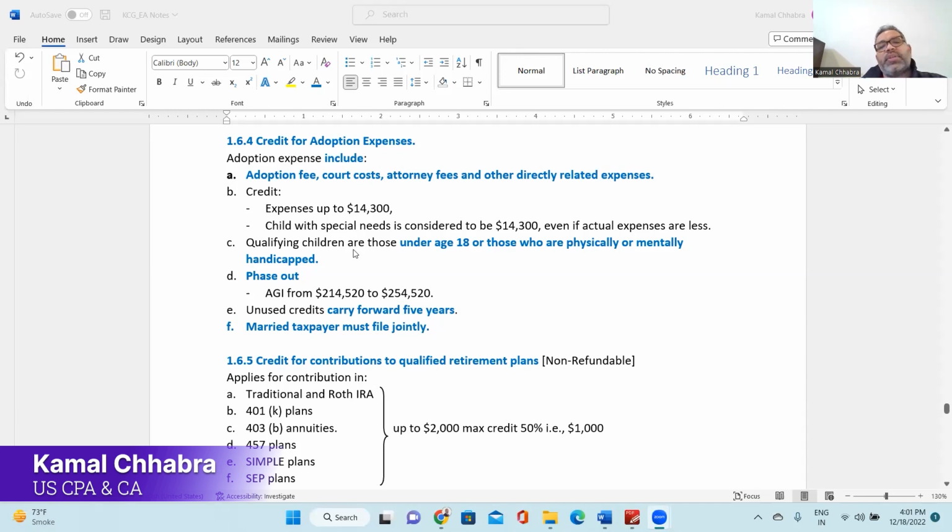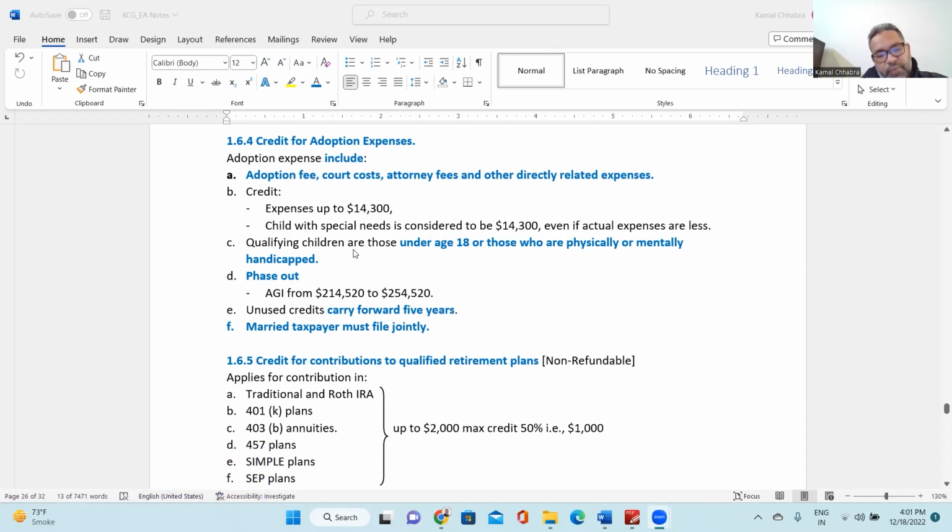Qualifying children are those which are under 18 and those who are physically or mentally handicapped, right? Now phase out limit is AGI from 214,520 to 254,520. Right? Any unused credit can be carried forward for the next 5 years. For example, if your total tax liability is $10,000 and your tax credit is 14,300, then excess amount of 4,300 you can consider as a tax credit in future year, in the next 5 years.